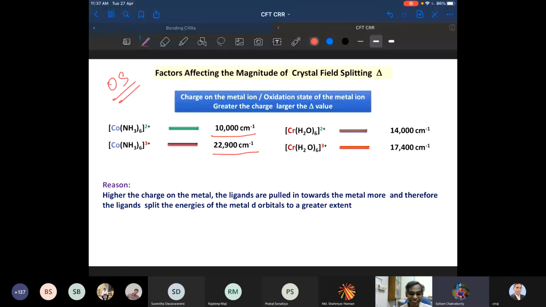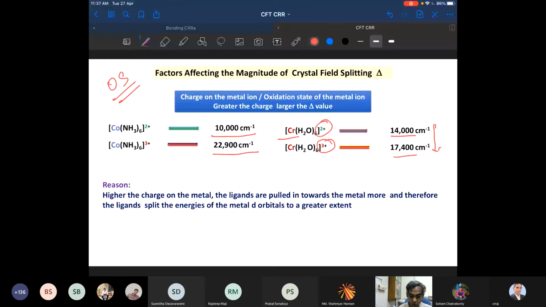Yes, sir. What happens is that when the charge on the metal increases, it attracts the ligands with a greater force. So the ligands give more repulsion to the electrons in the eg, and then delta increases. Okay, thank you very much. Right, very simple electrostatics. Here you have 2 plus chromium, the ligand remains the same, and then you have 3 plus, a significant increase, 14,000 to 17,400.